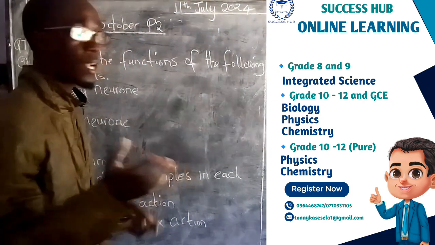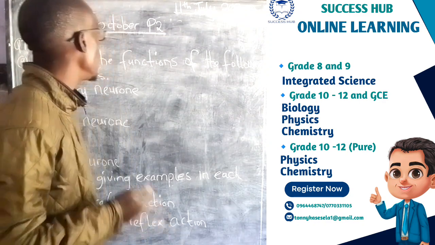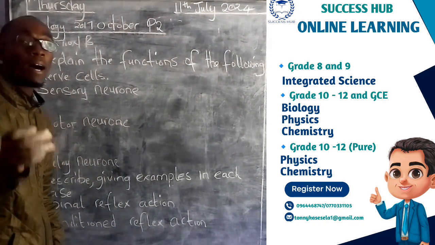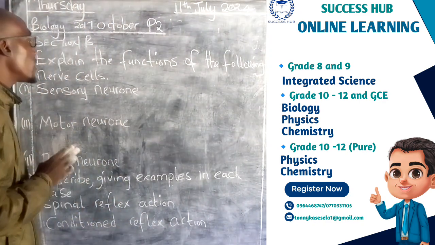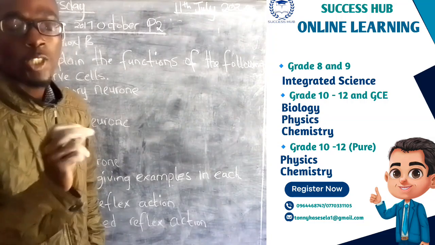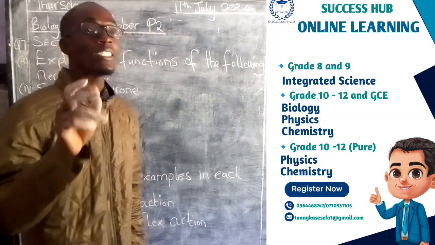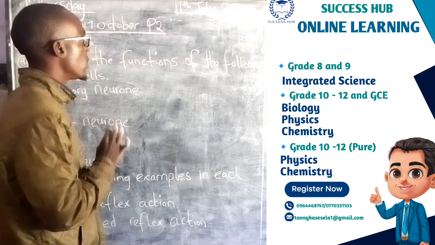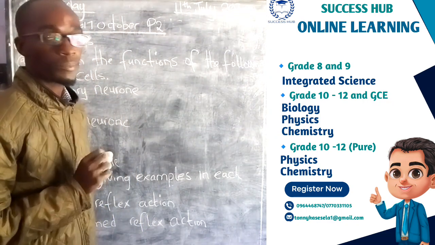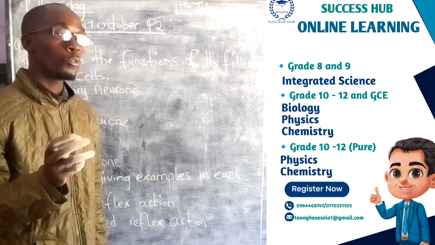Now, I want us to look at the question which came in biology 2017 October paper 2 section B question 7. The topic is the nervous system. Okay, so I want you to follow me.